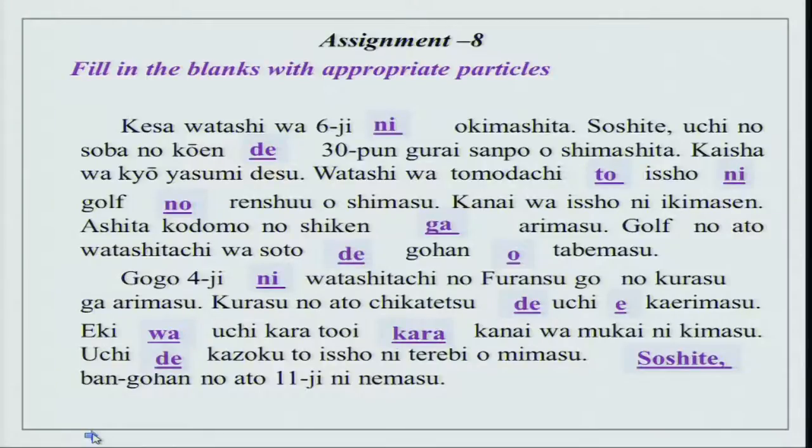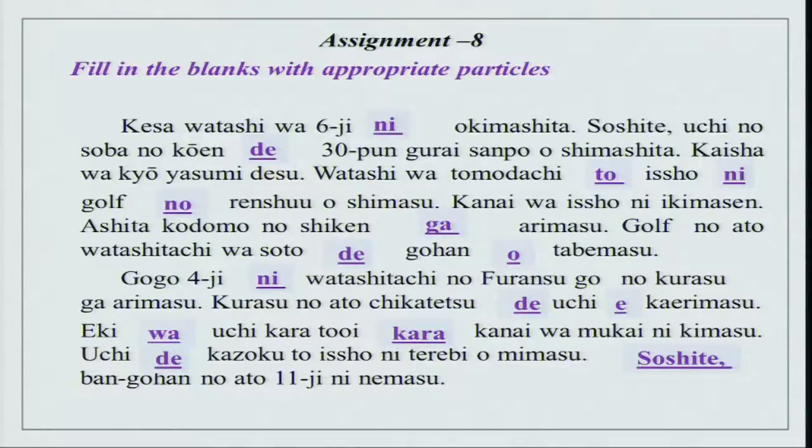So you will see there are a lot of particles over here. We have two karas in this, one kara over here and one kara over here. The first one is eki wa uchi kara, from the house. Toi kara, reason is being given by the second kara. Kanai wa mukai ni kimasu. Mukai is to receive or to go pick someone up from a certain place. So, kanai wa mukai ni kimasu. So, this is your particles.